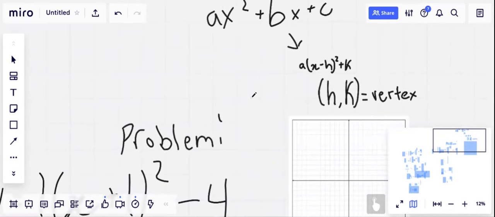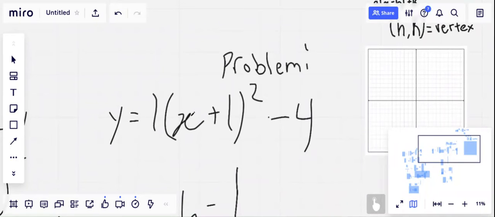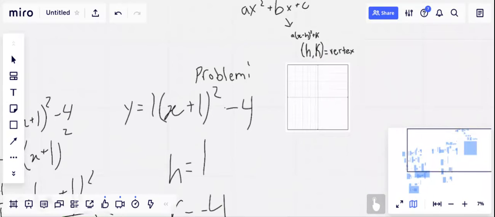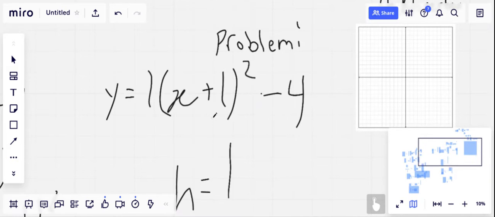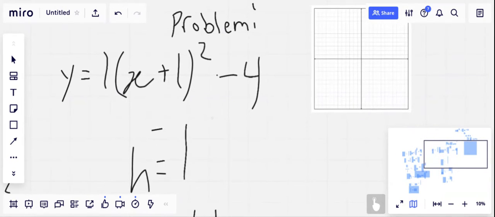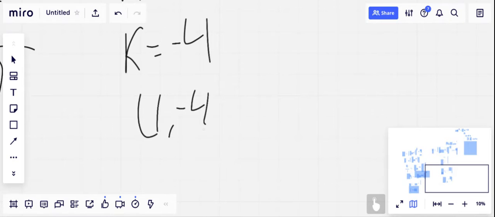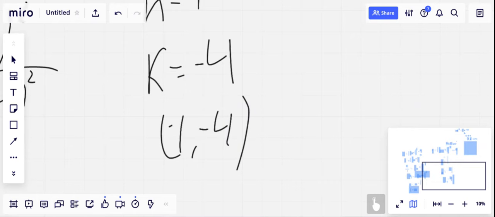Let's go to a problem to see how we can graph something in vertex form as a parabola. The problem is y is equal to 1 times x plus 1 whole squared minus 4. We're going to graph this into a parabola. The first step is to identify what the vertex is, which we can do by identifying what h and k are. So h is equal to negative 1, and k is equal to negative 4. So the vertex is negative 1 comma negative 4.